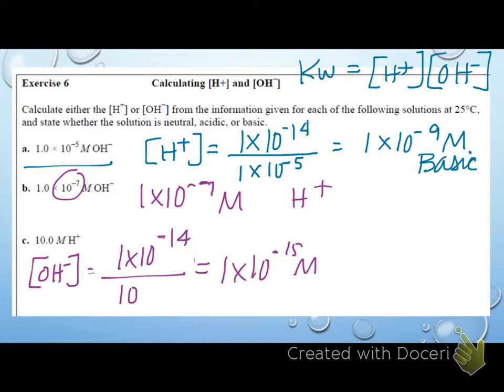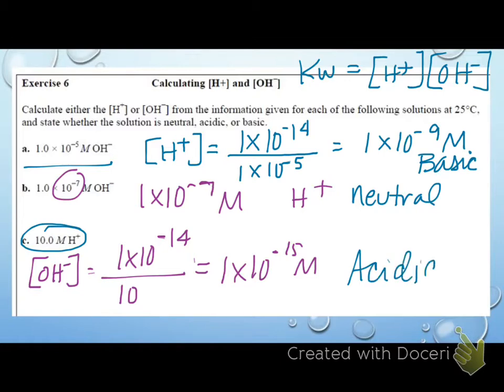Okay, and then of course, if you're negative 7, this is neutral. And then what would this last one be? Well, you got 10 molar hydrogen concentration, so that is definitely acidic. It's super acidic. All right, so that is how you do concentrations. When you know one, you can find the other one because you know that KW value.